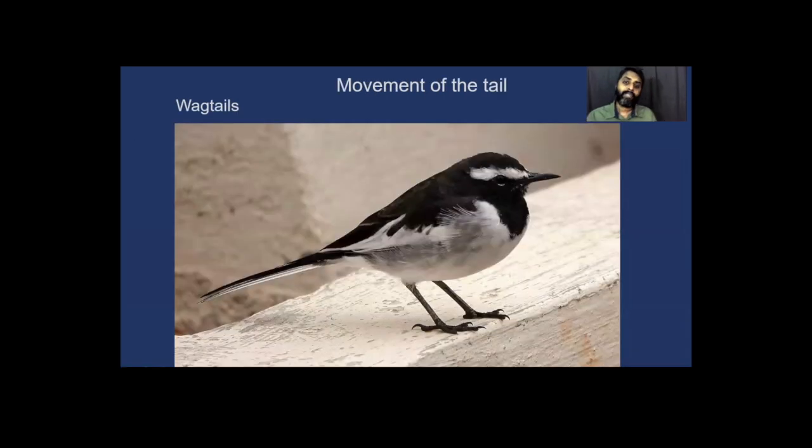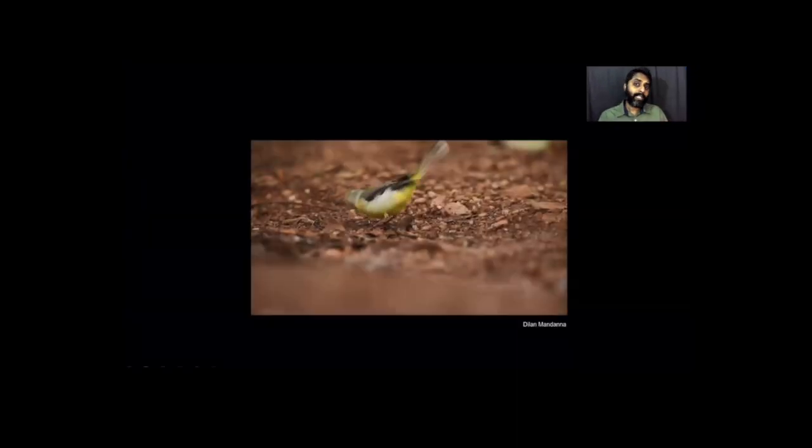Let's look at the other behavior. Certain birds, like you saw how they act while moving, even they do have this behavior of moving some of the body parts, like wagtails. Wagtails move their tail constantly, and by just looking at the behavior. Look at this. This is a gray wagtail. It's moving its tail constantly.